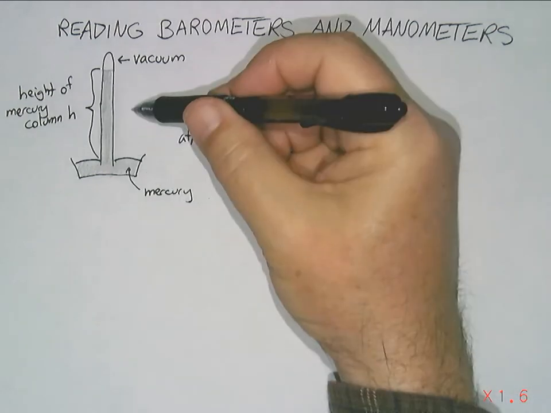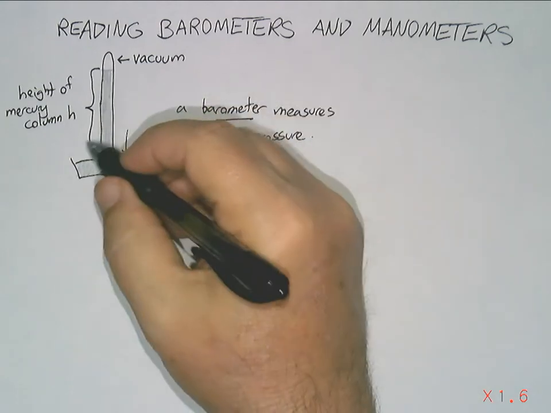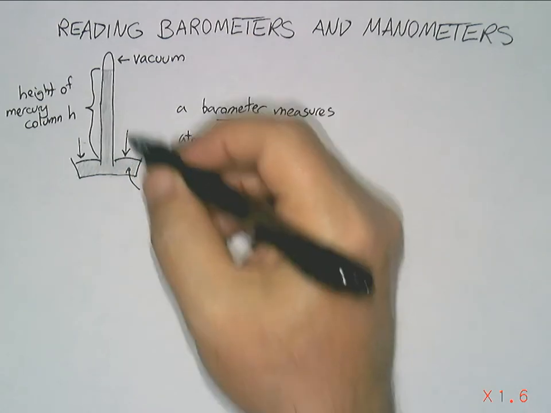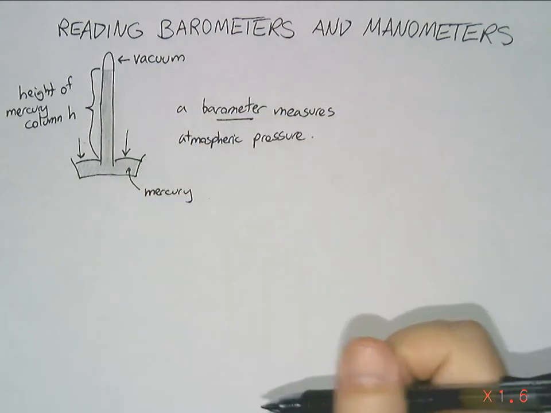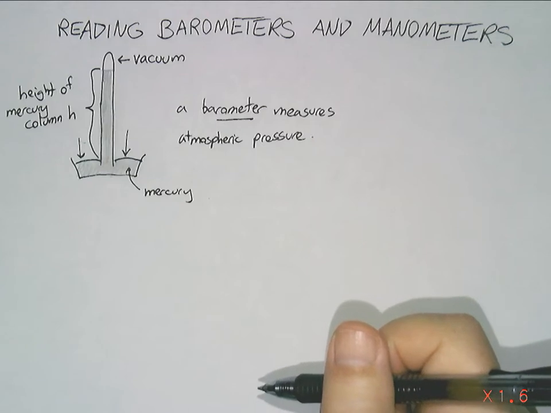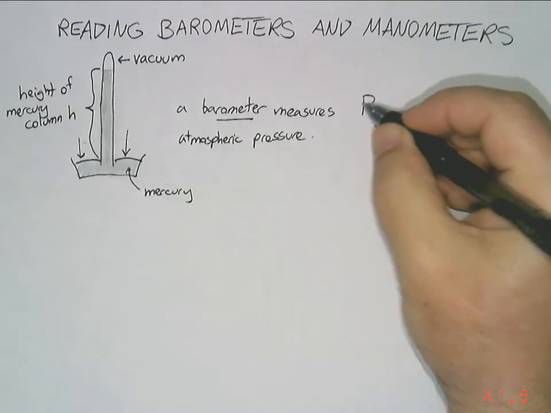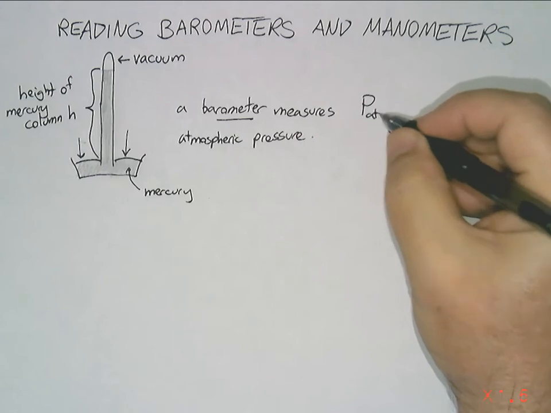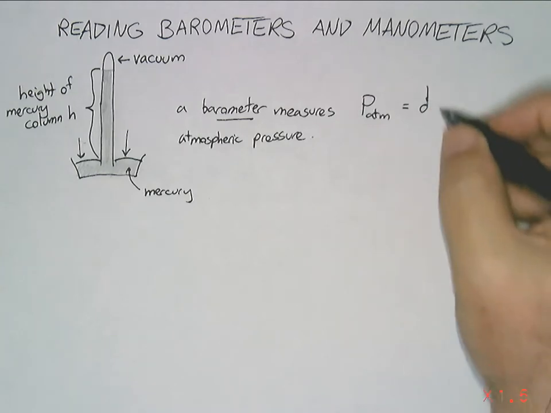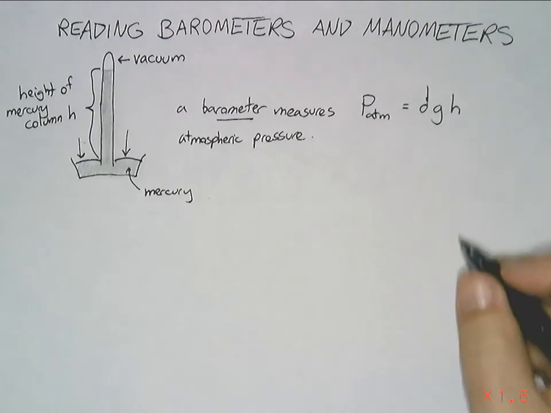How does that work? Atmospheric pressure presses down on the mercury in the dish. So atmospheric pressure is pressing down here and here, and it drives the fluid up in the column until the weight of the fluid column balances the atmospheric pressure out here. So the pressure exerted by the fluid column has to balance the atmospheric pressure. And that's going to allow us to calculate the pressure of the atmosphere from the density of the liquid that we put in there, times the acceleration due to gravity, times the height of the fluid column.